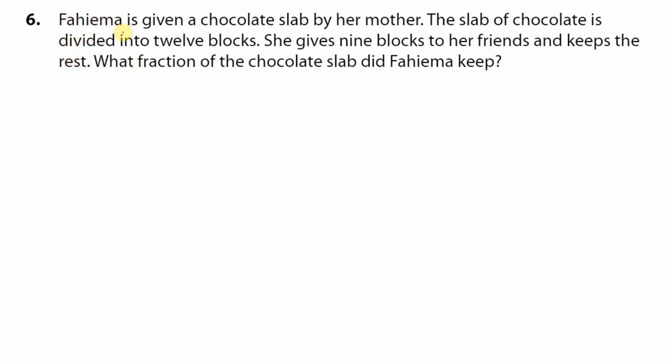So now let's look at the word problem. Fahima is given a chocolate slab by her mother. The slab of chocolate is divided into 12 blocks. She gives 9 blocks to her friends and keeps the rest. What fraction of the chocolate slab did Fahima keep? Well, she has 1 whole chocolate, which is the same as 12 over 12. Because 12 over 12 is 1, that's a whole unit. So from 12 12ths she gives 9 12ths to her friends.